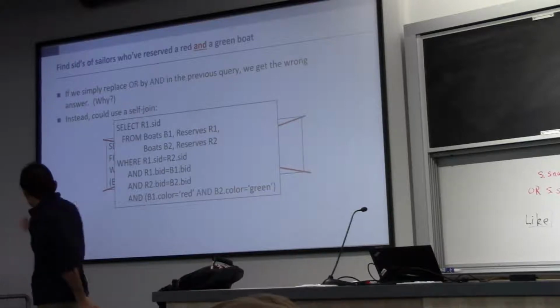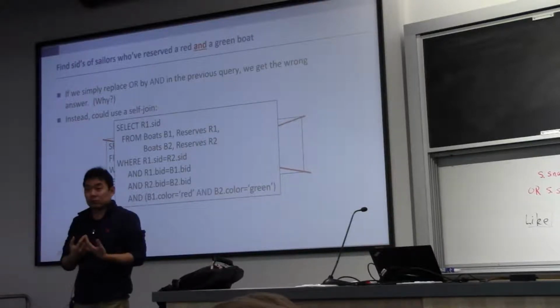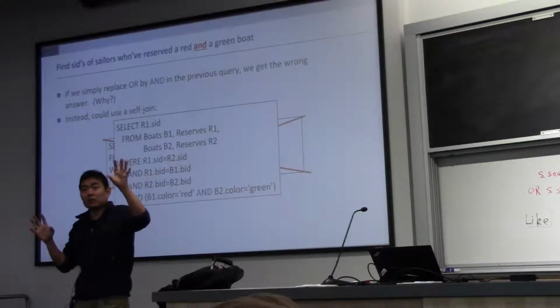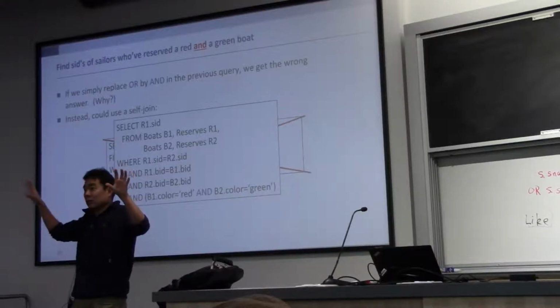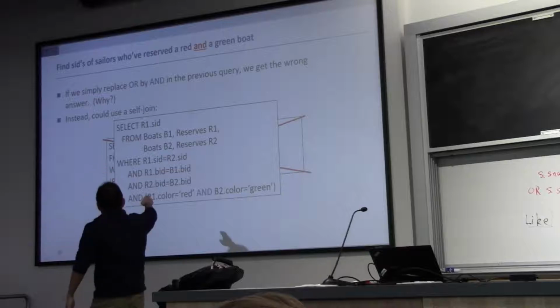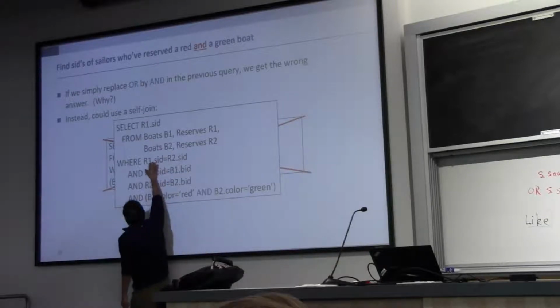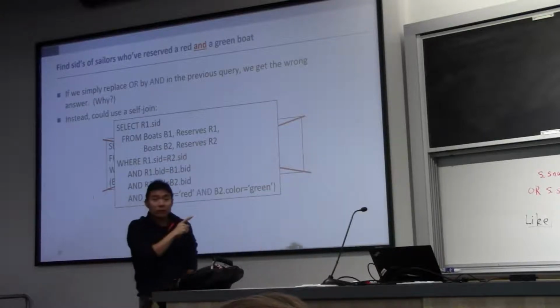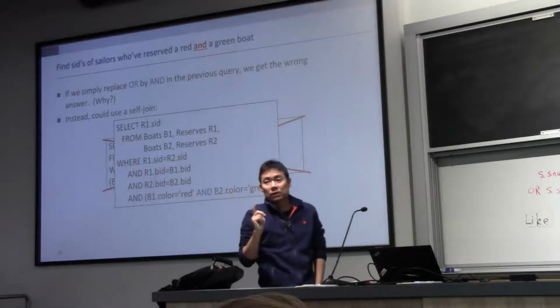You get those sailors who reserve a green color boat. Does that make sense? So on one hand, you've got sailors who reserve a red color boat. On the other hand, you've got sailors who reserve a green color boat. Finally, what do you do? You join them together by saying, okay, from R1, R2, sailor ID must be the same. Those must be the sailors who have reserved a red and green color boat.